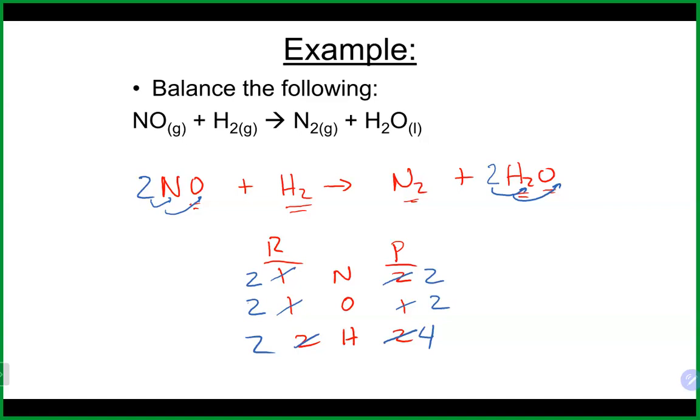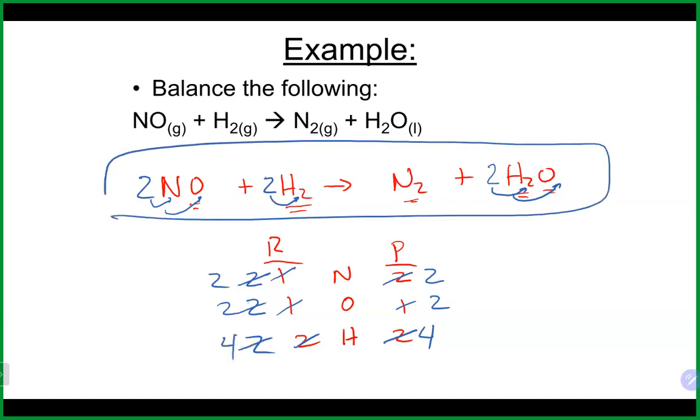And what should I put in front of the H2? A 2. That gives me, once again, 2 nitrogens, 2 oxygens, and again, 2 times 2 is 4 hydrogens. And this would be the properly balanced equation. Don't overcomplicate it. Just keep it big and simple.